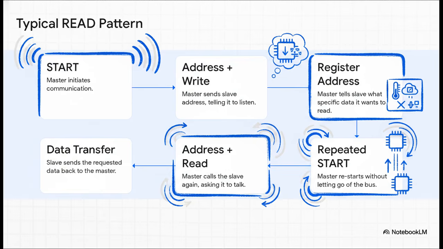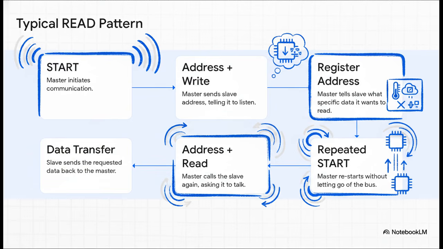Okay, stick with me here, because this is where it gets really cool. To read data, the master first starts a conversation and sends the slave's address in write mode. Now that seems weird, right? But it has to do this first to tell the sensor what information it wants, like sending the specific memory address for the temperature reading.